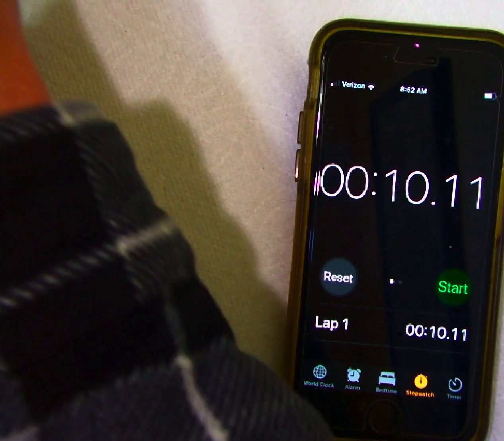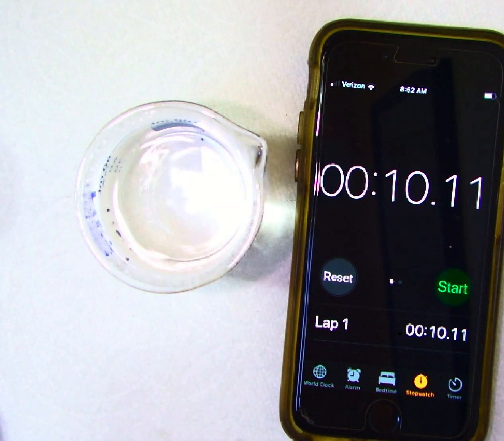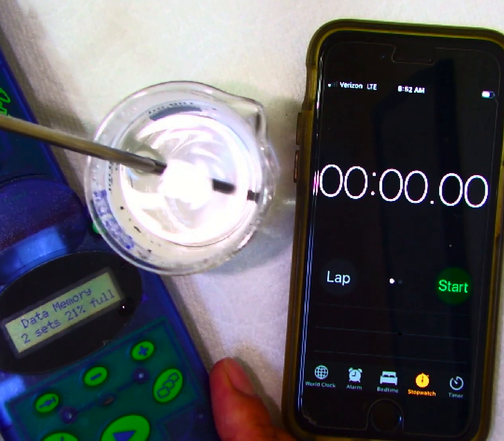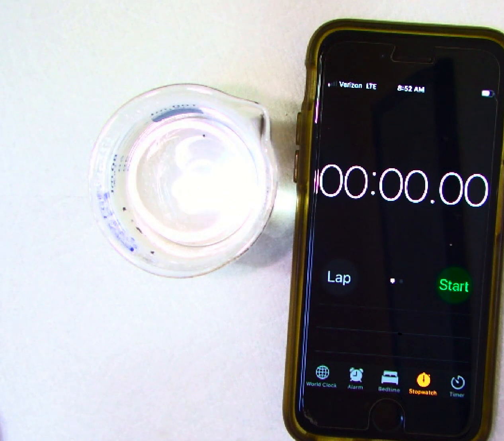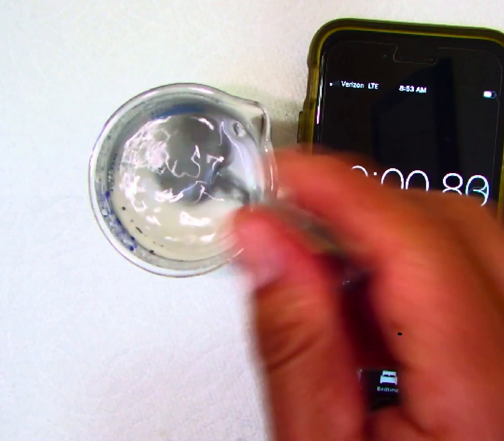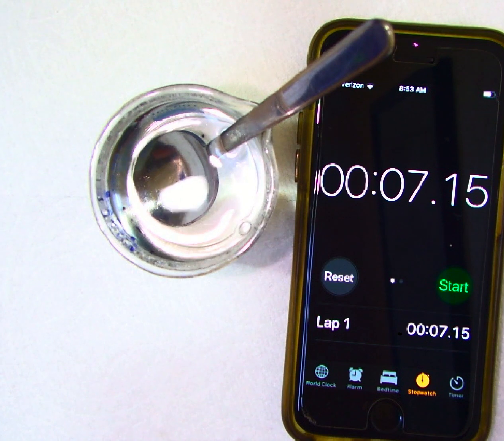And finally for our third try, this might be a little bit cooler on this one. Let's equilibrate. Looks like 76.9 for the third temperature. We'll get our sugar crystals going. Put them in here, do the start. And they're pretty much dissolved there. So about 7 seconds. So there we go.